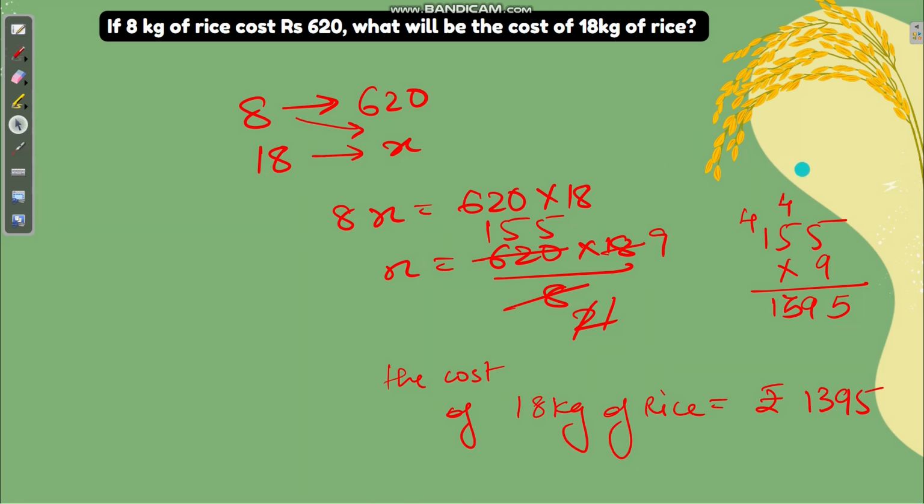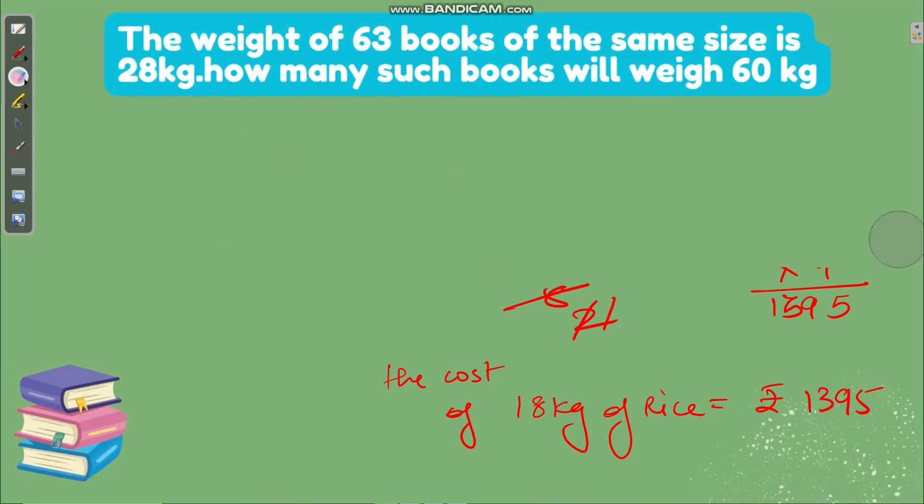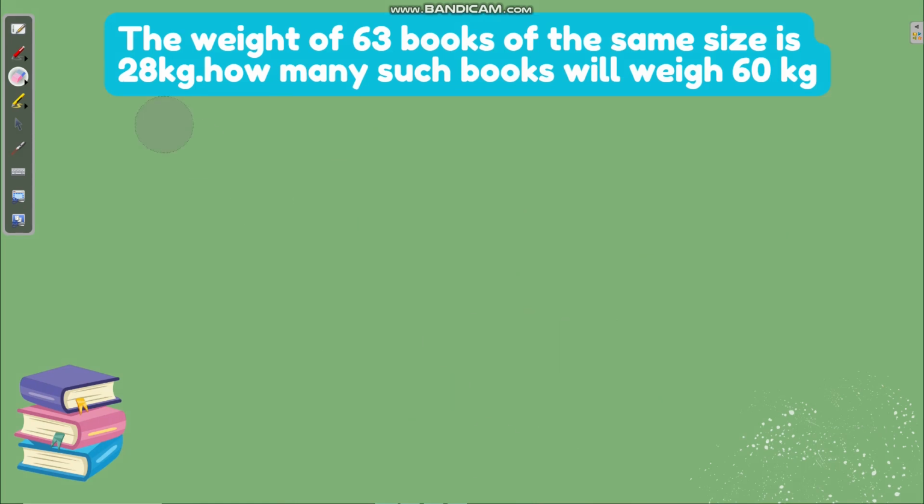So next type of question, a similar type of question. I'll solve this using the unitary method, and then I'll tell you how to solve using cross multiplication also. So the weight of 63 books of the same size is 28 kg. So this side is books and on the other side it is weight. So in kg, 63 books weigh 28 kg. How many such books will weigh 60 kg? It's a different type of question. How many books will there be in 60 kg?